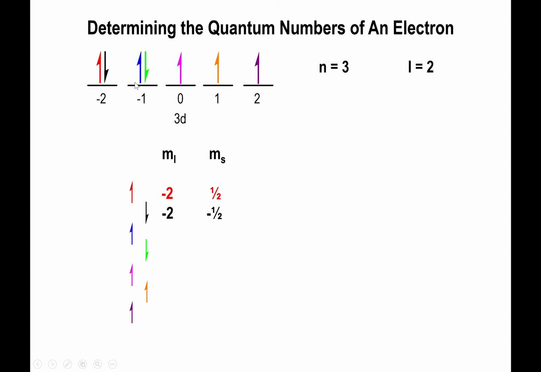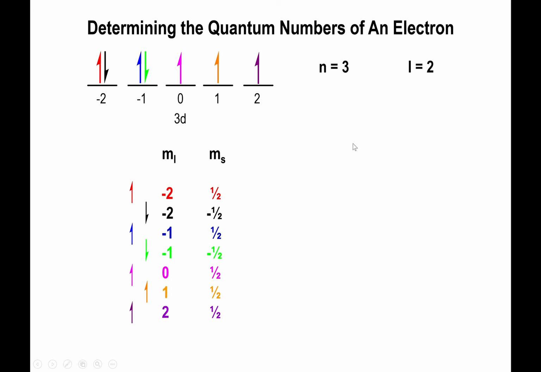Now moving on to the next electron, the blue electron, this electron is in the -1 box, so m sub l will equal -1 for that electron, and since it's pointing up, it will have a value of +1/2 for m sub s. The electron in the same box, which is pointing downwards, will still have m sub l equal to -1, but m sub s will be -1/2. The electron in the middle box has an m sub l value of 0, and because it's pointing up, m sub s is +1/2. The next electron is in the m sub l equals 1 box, and it's pointing upwards, so it's going to equal +1/2 for the m sub s value. And the last one, which is in the m sub l equals 2 box and pointing upwards, will have values of 2 and +1/2 for m sub l and m sub s respectively.